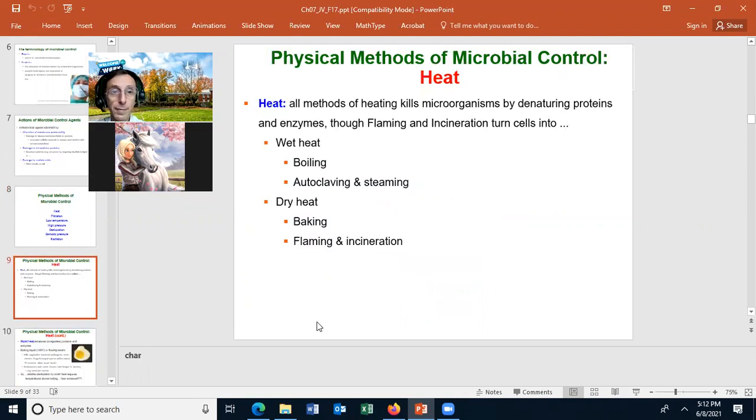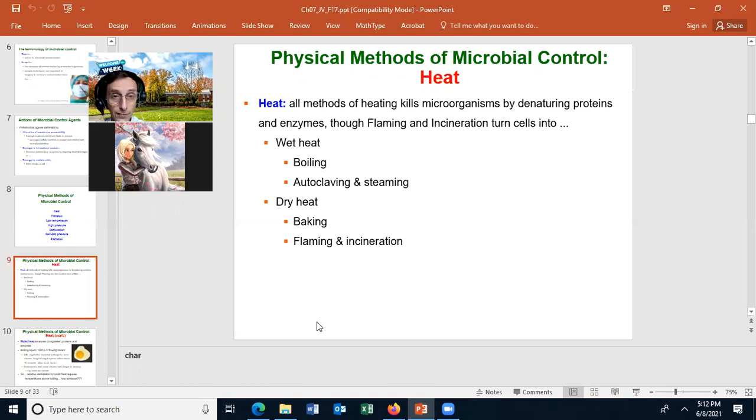So let's talk a little bit more about heat. All methods of heating kill microorganisms by denaturing proteins and enzymes. Though if you have high enough heat, such as flaming and incineration, you literally turn the cells into char. And that, of course, kills the cells. And they'll die before they ever become charred, but no point there.